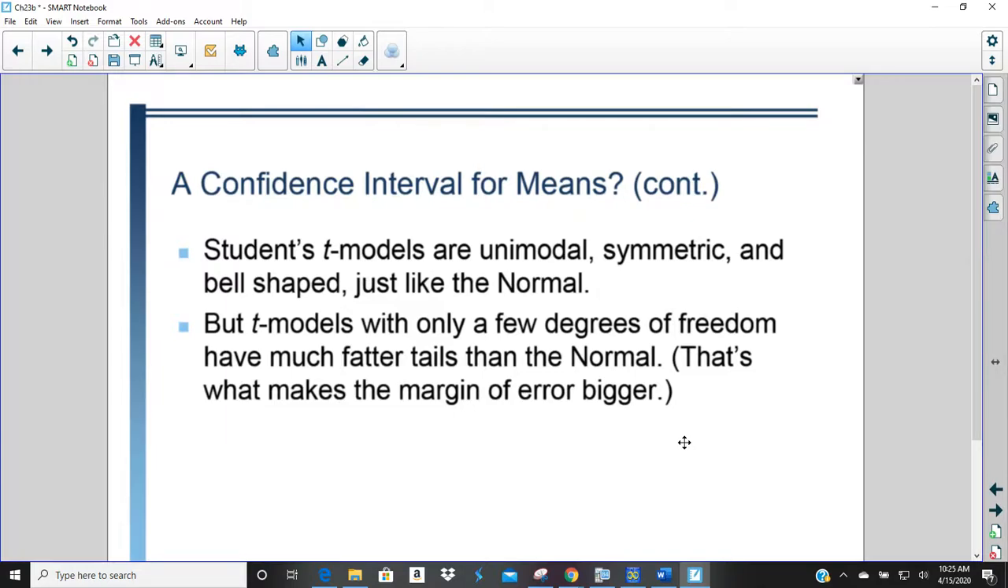Student T models are unimodal, they're symmetric, and they're bell-shaped just like normal models. But the T model, with only a few degrees of freedom, meaning not infinite like we talked about yesterday, has a much fatter tail than normal models. And that's what makes the margin of error bigger.